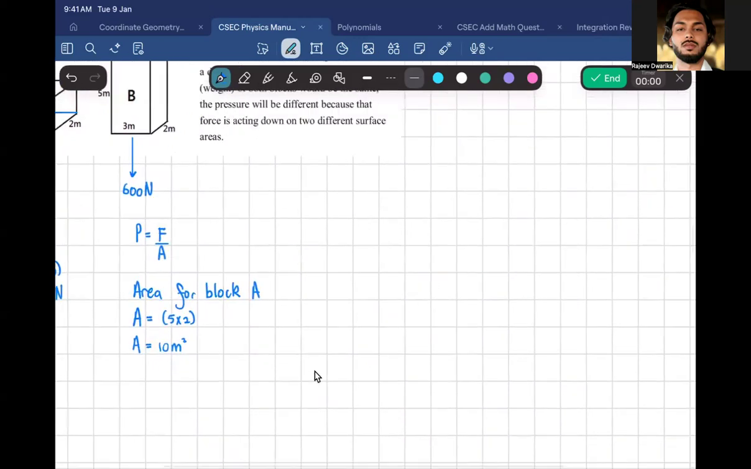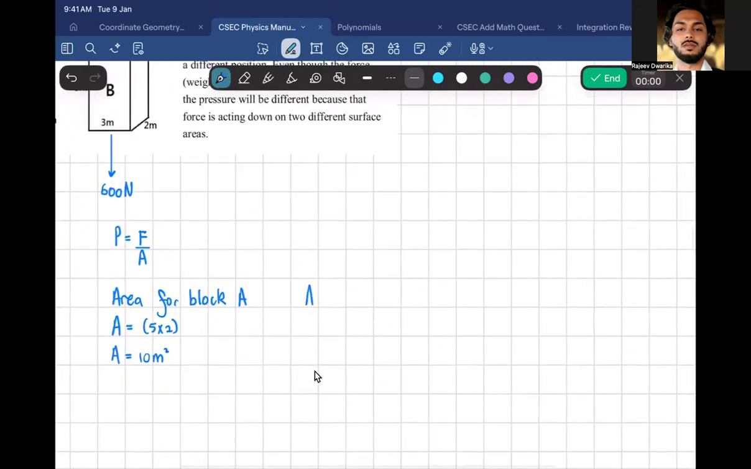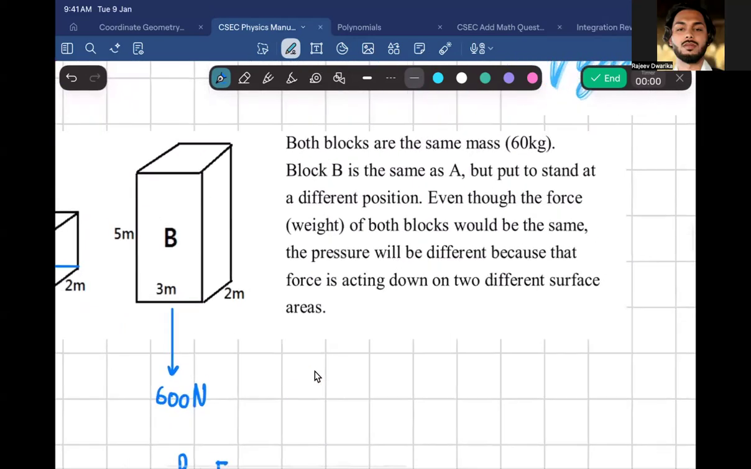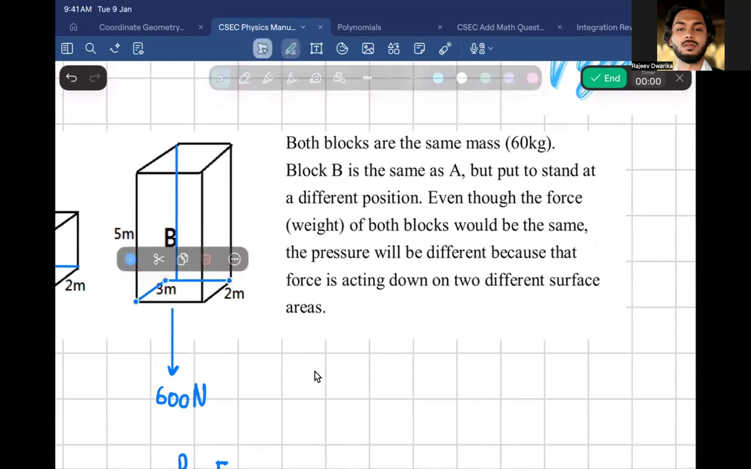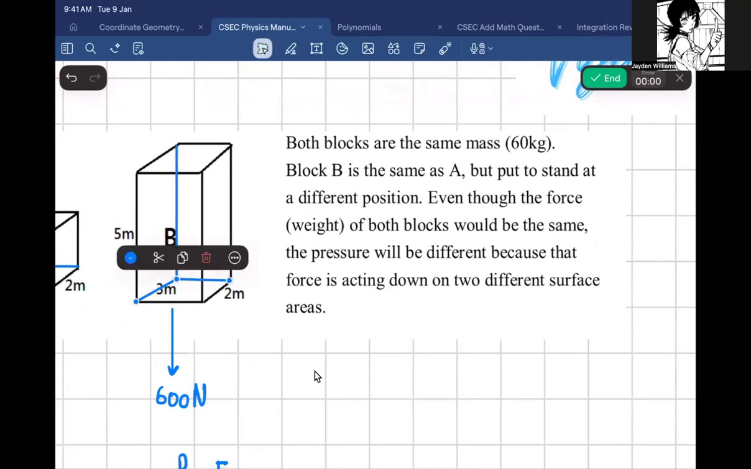Let's look at the area of block B. Tell me, Jalen, what would the area for this be? For block B. The area for block B would be 3 by 2. 3 by 2, right? It's 3 by 2.